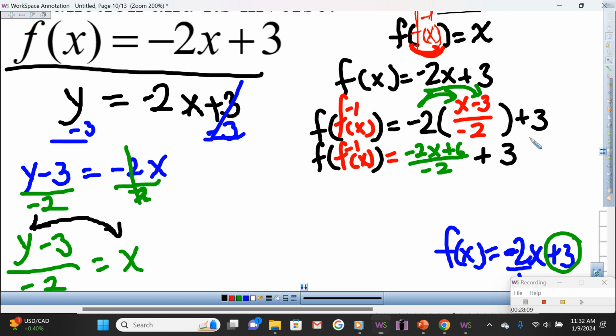How we doing? All right? All right, let's go to the next step. The left side stays the same. Let's simplify this. What is negative 2x divided by negative 2? 1x. What is 6 divided by negative 2? Negative 3. Bring down the plus 3.